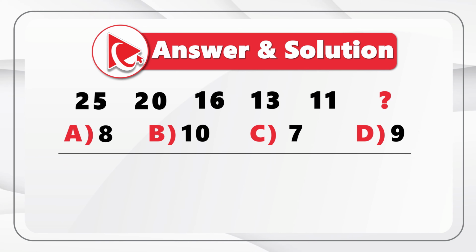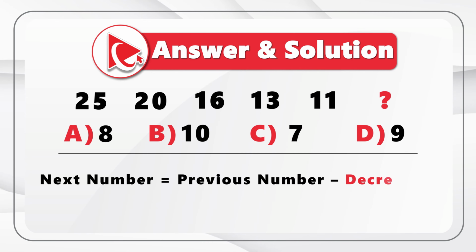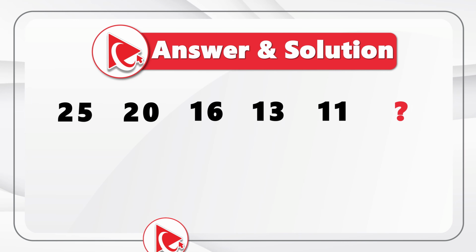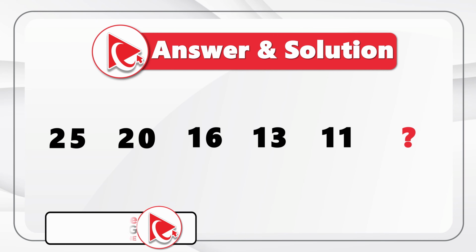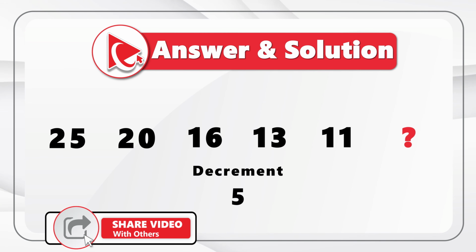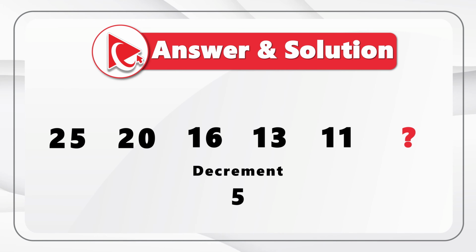Here we have a concept of decrement. And the pattern is that the next number is calculated as previous number minus decrement. And decrement decreases by 1 with each number in the sequence. Let's take a close look. Our first number in the sequence is 25, and our first initial decrement is minus 5. 25 minus 5 equals 20, and this is how we come to the second number. Then we decrease the decrement by 1, and the decrement becomes minus 4.